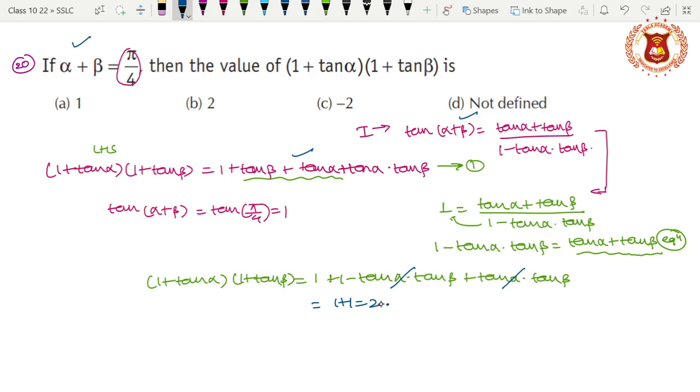Hope you understood this problem here. Again, I will solve more problems in part 3.